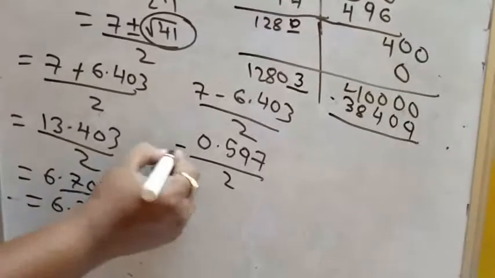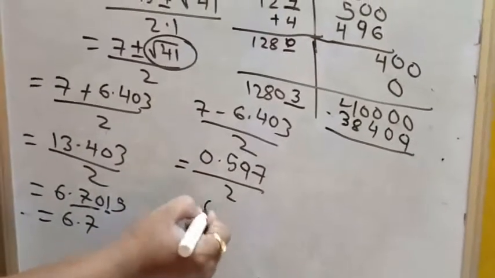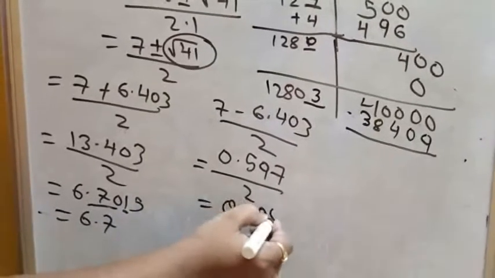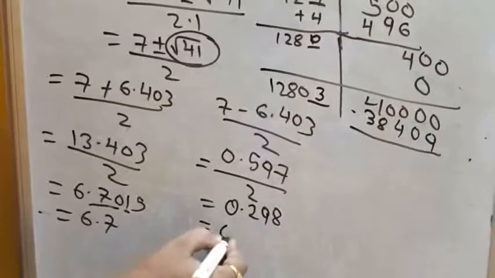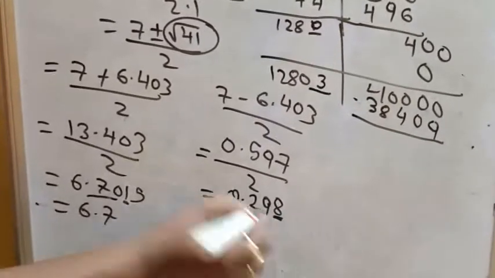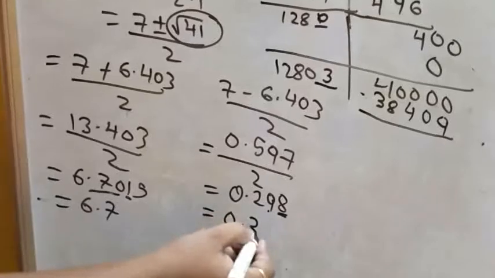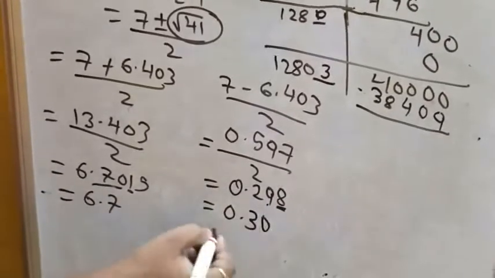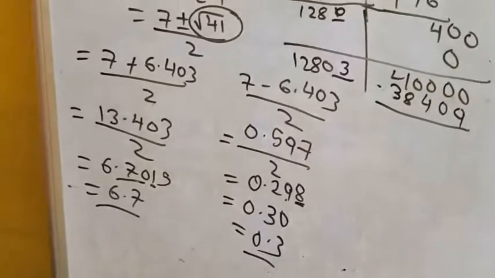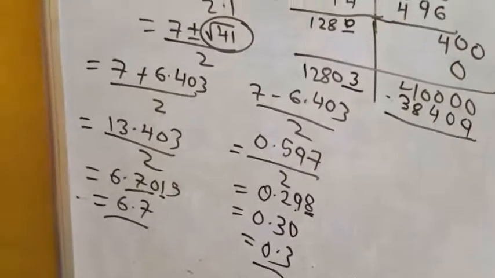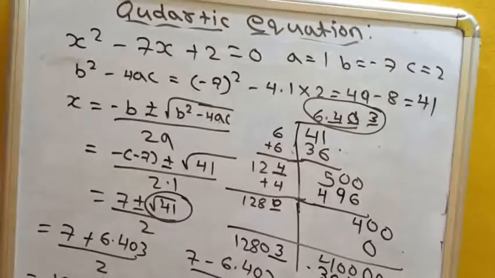So here what is written? 0.597 divided by 2. 0.597 divided by 2 equal to how much? 0.298 you are getting, I have written up to that much. So 0, here 8 is there. 8 means this one you increase. 1 increase means what you are getting? 0.30, or you can write 0.3. So what are you getting? 6.7 and 0.3. This one is about your quadratic equation using formula and using splitting the middle term.